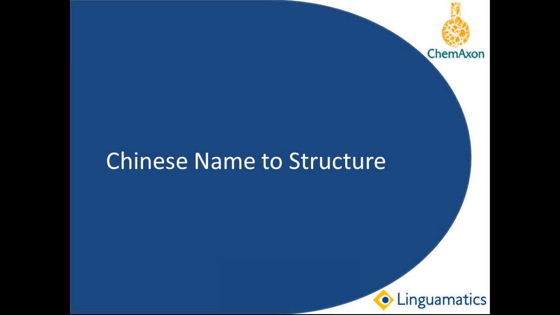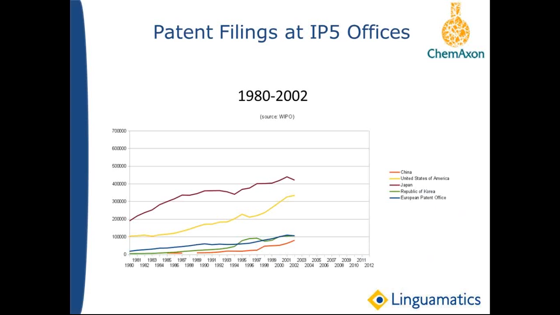So far, I have talked about our naming technology, which is all based on the English language. And now I'd like to talk about the new edition of our naming suite, the Chinese name to structure. Here's a little background information. This graph shows the top 5 patent offices in the world and how many patent applications they have received.